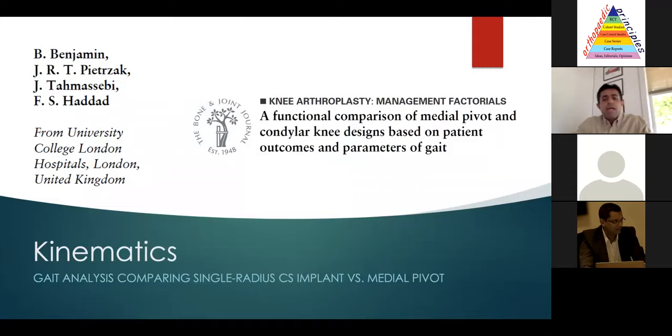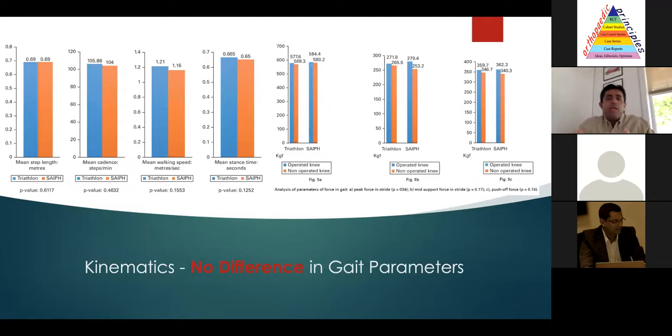And what they did was that they compared a single radius cruciate substituting implant versus a medial pivot. And they did a gait analysis. Is the medial pivot truly better than a single radius cruciate substituting design? And they found absolutely no difference in various gait parameters, such as cadence, step length, walking speed, the stance. And you can look at this data when you read this paper, but they found absolutely no difference between these designs. What about the asymmetric designs?